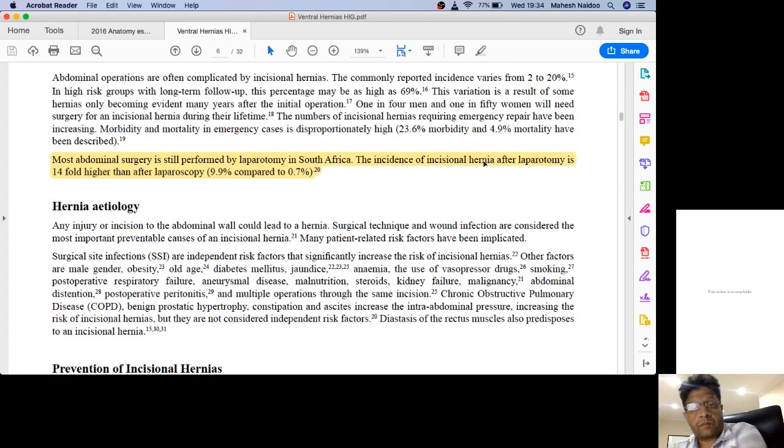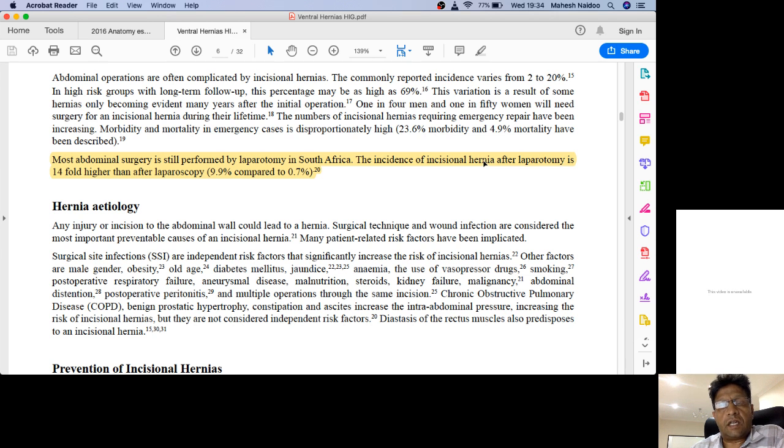So it's important to actually realize this, and we must not treat hernias lightly. The policy that I have is that all hernias should be admitted, and they should preferably be operated on the next available list. This is not always possible given our heavy patient burden in both the public and private sector, but that is actually the ideal approach.